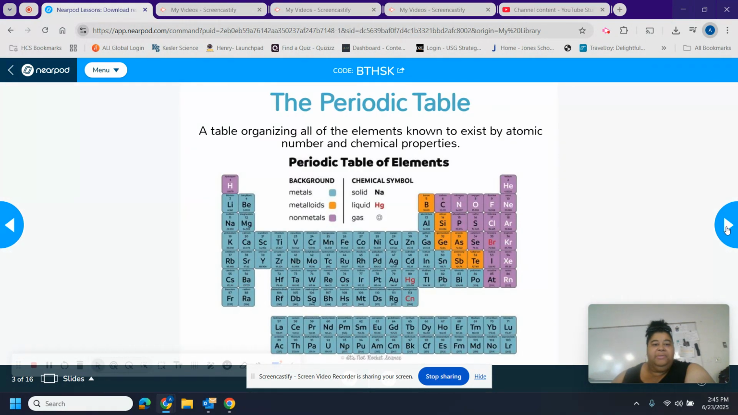The periodic table is a table for organizing all of the elements known to exist by atomic number and chemical properties.